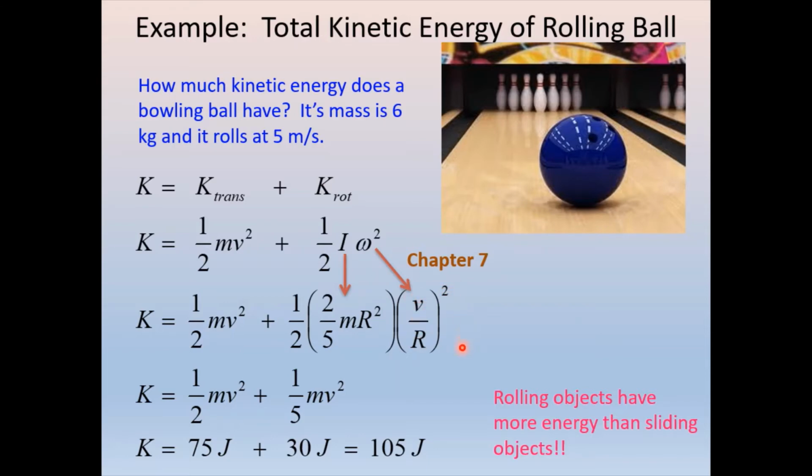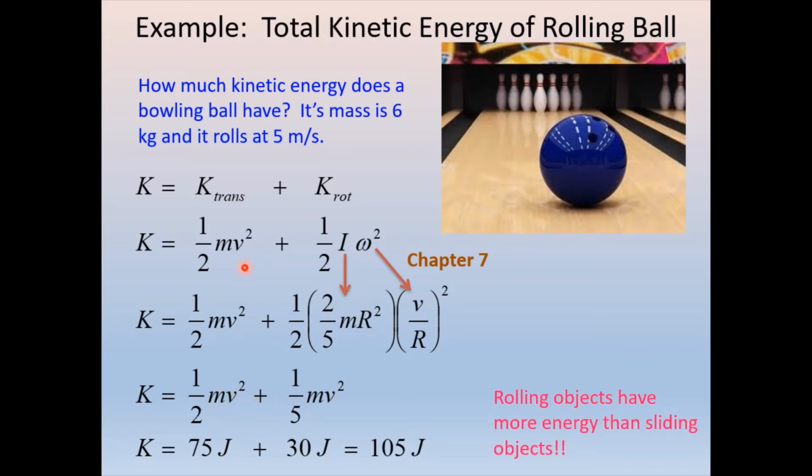So the nice thing here is a lot of this cancels. Notice we have an r squared here. Well, here's an r and it's squared here. So the r's completely cancel each other. Also, this 2 here cancels with this 2 up here, so we can cross those out. So we end up with K equals 1/2 mv squared plus 1/5 mv squared.